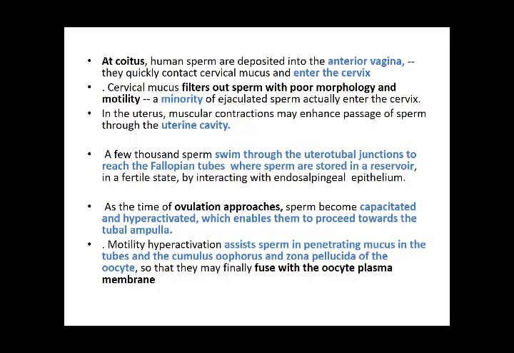So this is the process: deposited in the vagina, then they pass upwards into the alkaline media of the cervix, where they reside. These sperms with poor morphology and lack of motility, which are not physiologically or morphologically normal, are filtered out and stay behind. A minority of them enter upwards and go to the tubo-uterine junction, where they are stored. Once ovulation occurs, they are going to modify, that is, capacitation occurs, and then they proceed towards the ampulla, where the fertilization is going to occur.